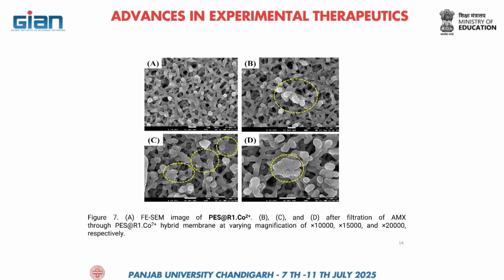Now this is the lower membrane, the membrane used before amoxicillin, and after that, when amoxicillin is combining, you can see that type of agglomerated structures, which we could see on the surface of the membrane.